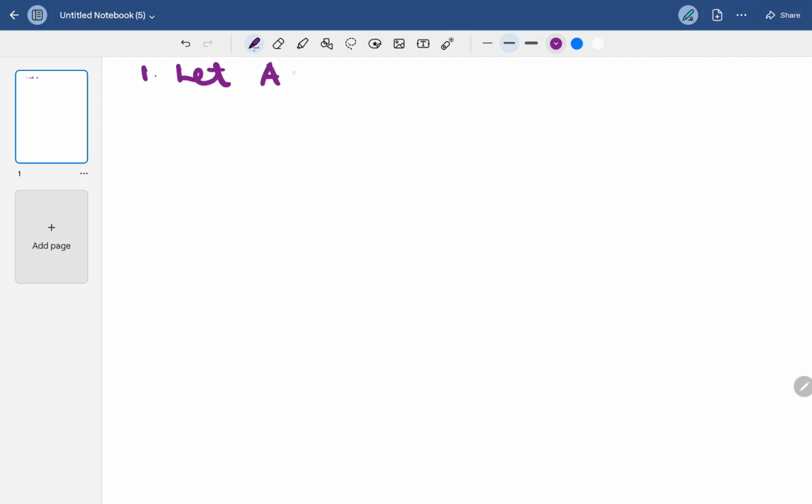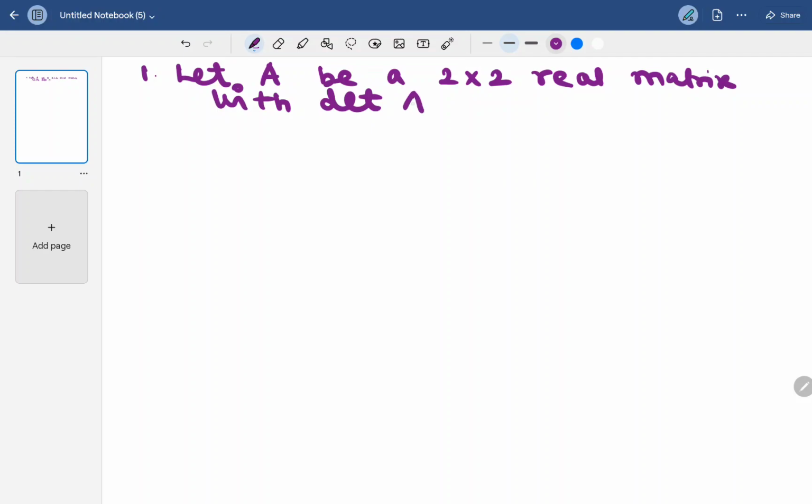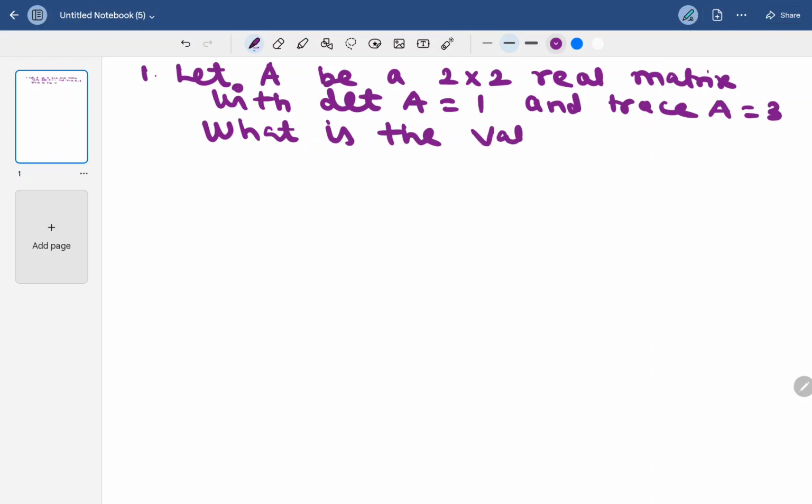Let A be a 2 cross 2 real matrix with determinant A equal to 1 and trace A equal to 3. What is the value of trace A square?